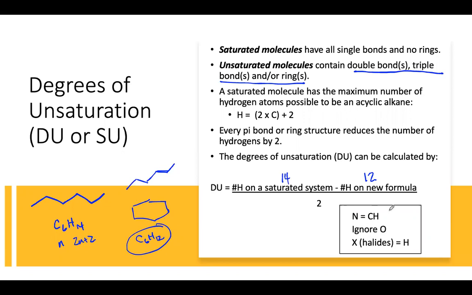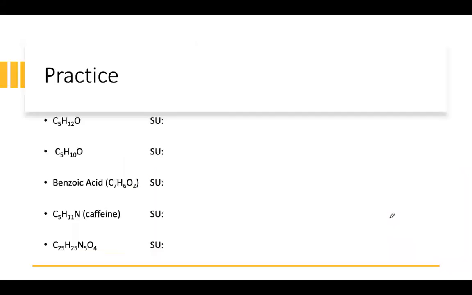There's a couple of caveats here. If you have an oxygen, you ignore it. If you have a halide, you treat it as a hydrogen. If you have a nitrogen, you treat it as if it's another carbon and hydrogen. So let's do a few of them.